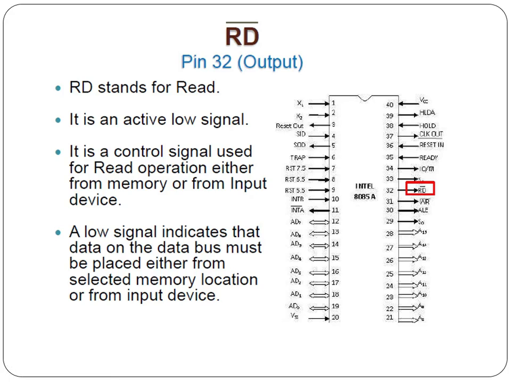Next is RD bar. The read control signal is used to control the reading operation of the microprocessor. It is an active low signal, meaning that after the RD bar signal goes low, the external device places the data on the data bus, and the microprocessor reads the data from the data bus. It is important to note that if the data is not present on the data bus when RD bar is low, the microprocessor reads whatever is available, which may be garbage. RD bar is at pin number 32.